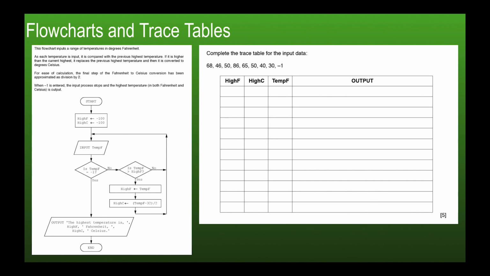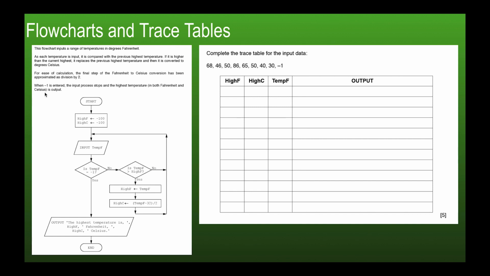This flowchart inputs a range of temperatures in degrees Fahrenheit. As each temperature is input, it compares it with the previous highest temperature. If it is higher than the current highest, it replaces the highest temperature and then converts it to degrees Celsius. So it's going to find whatever is the highest, and it will also convert that Fahrenheit to Celsius. For the ease of calculation, the final step, the Fahrenheit to Celsius conversion, has been approximated as division by 2. When -1 is entered, the input process stops and the highest temperature in both Fahrenheit and Celsius is output.